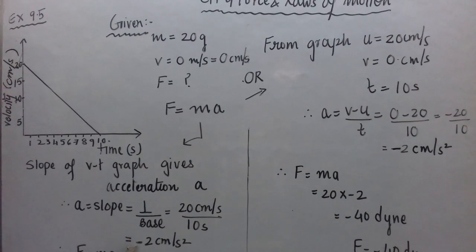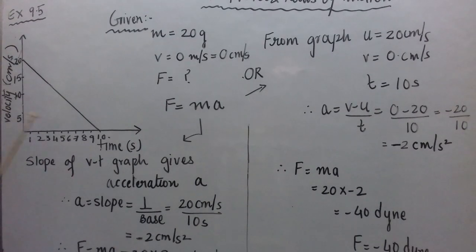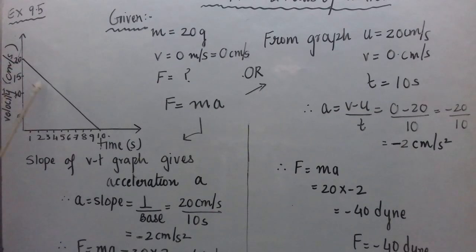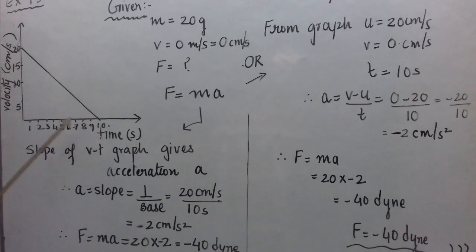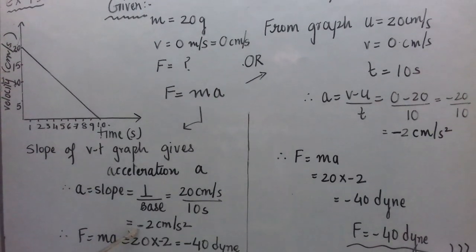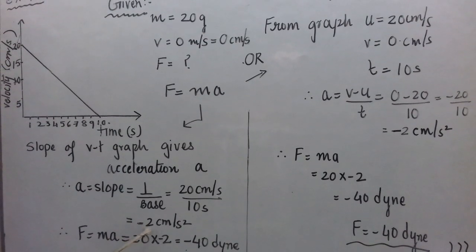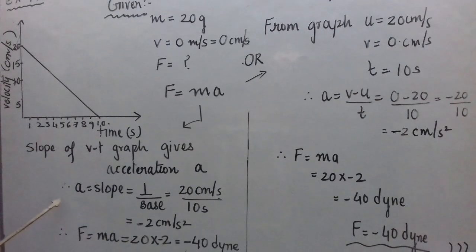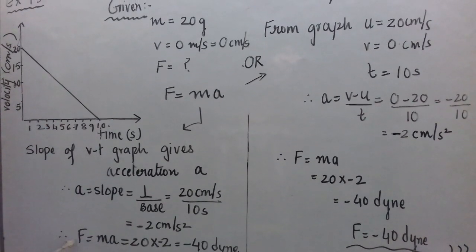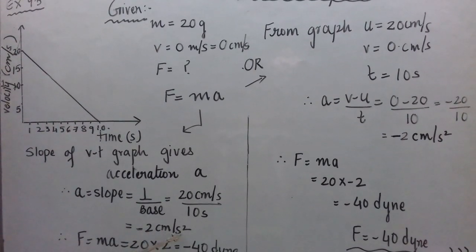I have put the negative sign here. You can also put it here. Why is the negative sign put? Because we know that velocity is decreasing. Whenever the velocity is decreasing, the acceleration has to be negative. So you should write acceleration is minus 2 centimeter per second square. And now it is very simple to find out force. Force is mass into acceleration. Mass is 20 gram. Acceleration is minus 2 centimeter per second square.